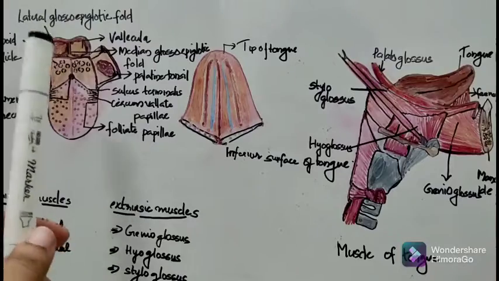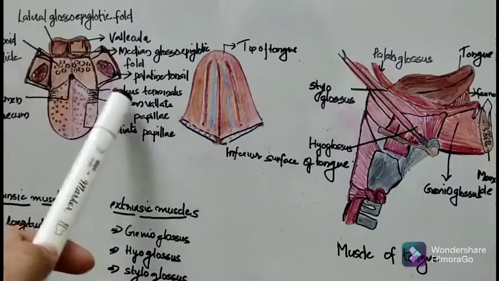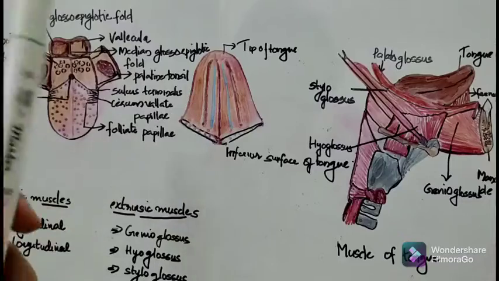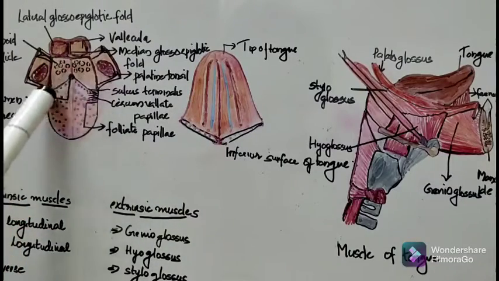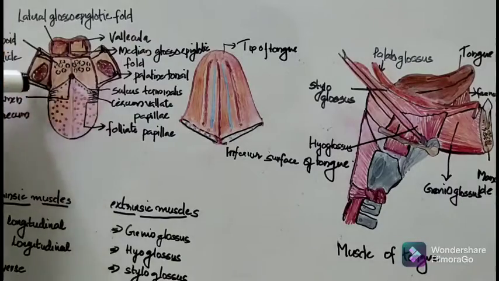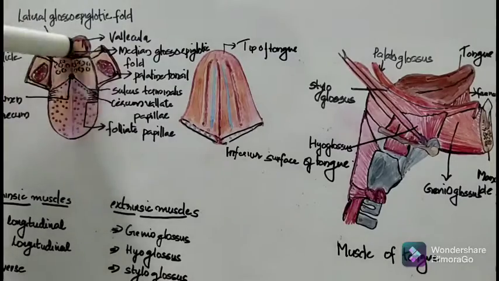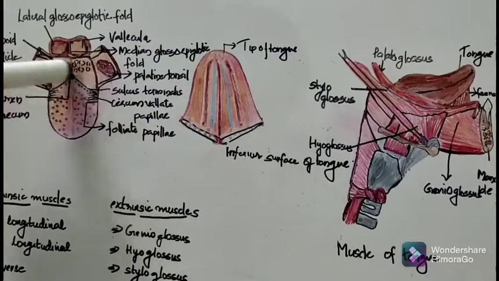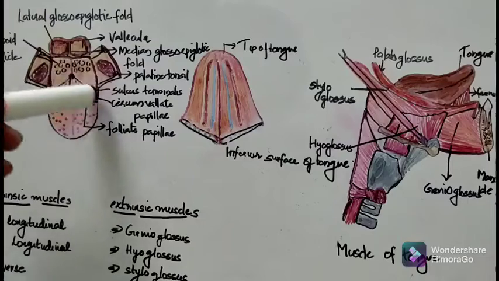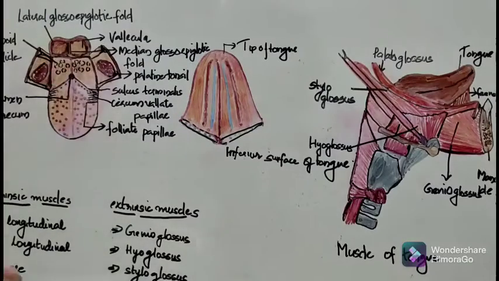So first we will discuss about circumvallate papillae. They are large papillae compared to other papillae, and they are present just in front of the sulcus terminalis. So this is the sulcus terminalis which divides the tongue into anterior two-thirds and also posterior one-third, and the circumvallate papillae are present just in front of the sulcus terminalis. They are 10 to 12 in number, and they have a center projection and also a sulcus around it.